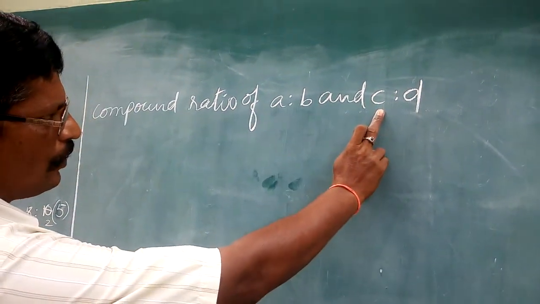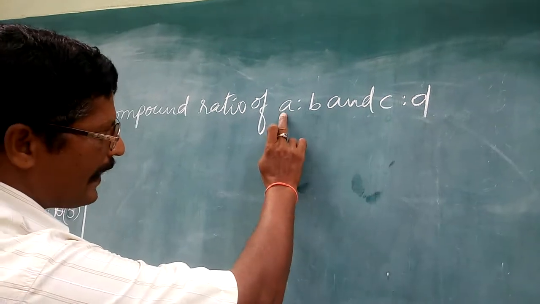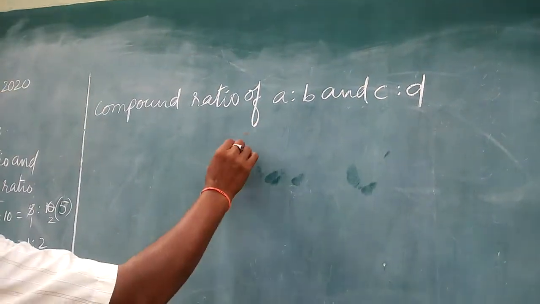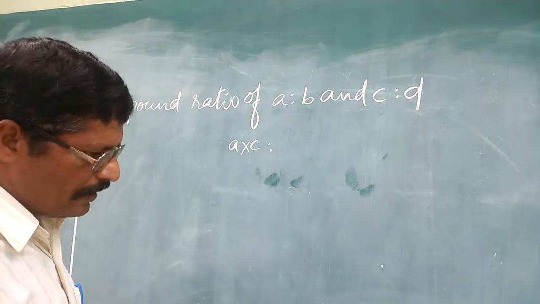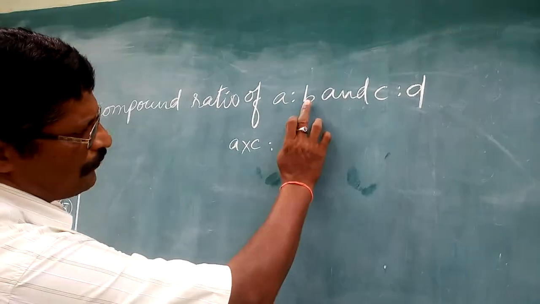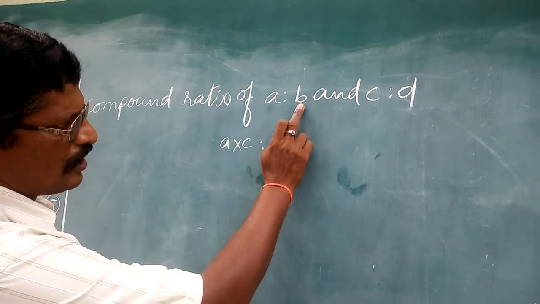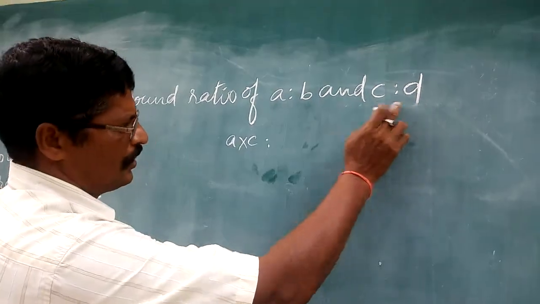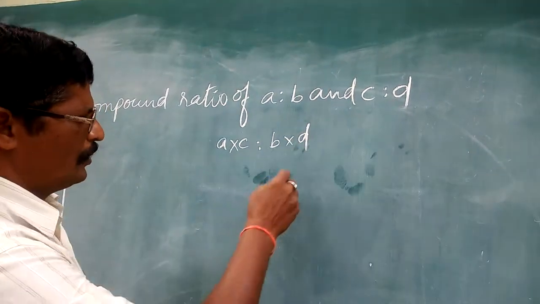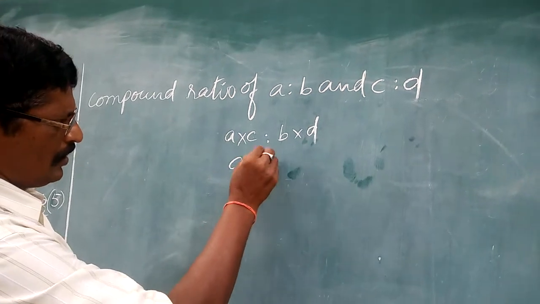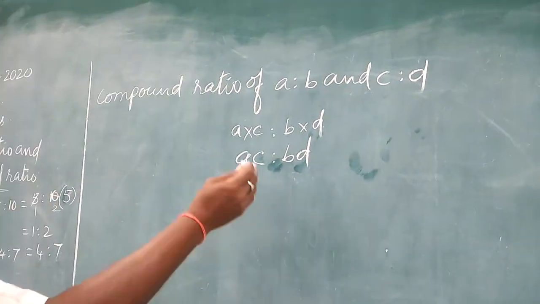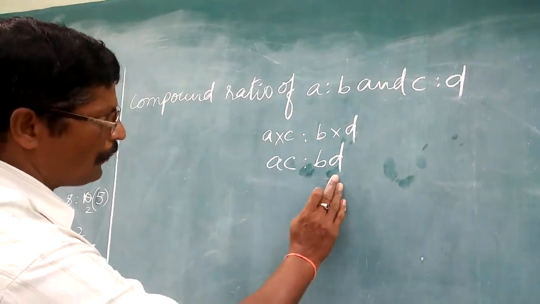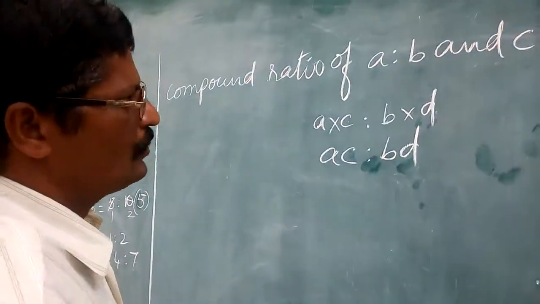First of all, find the product of antecedents. It means A into C is to. Next, find the product of consequents. Here the consequent is B, here it is D. B is to D. A into C, AC, B into D, BD. This is the compound ratio of A is to B and C is to D.